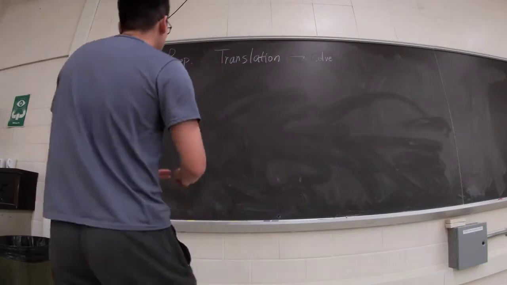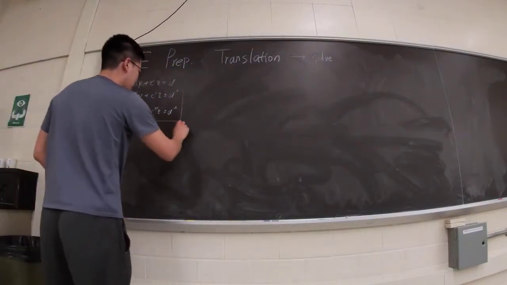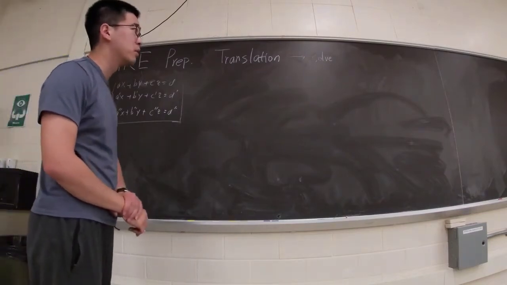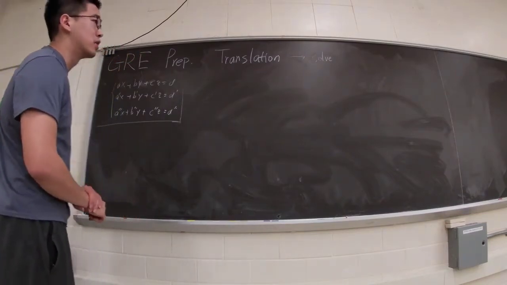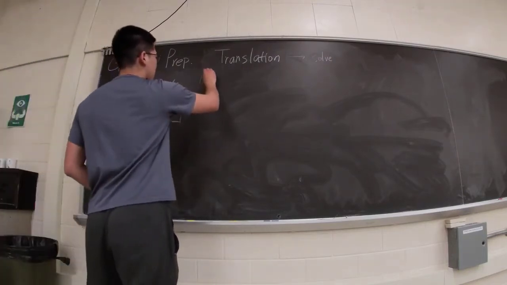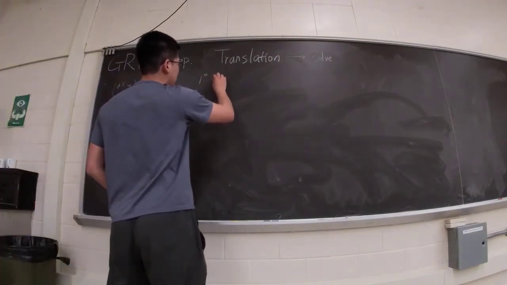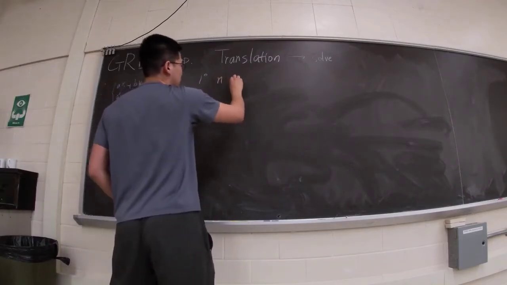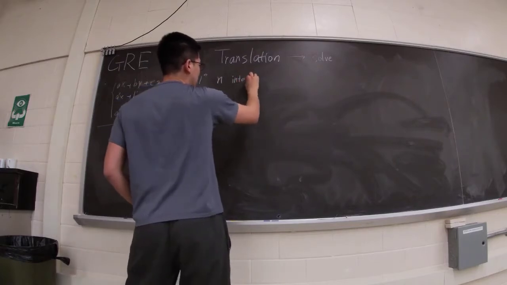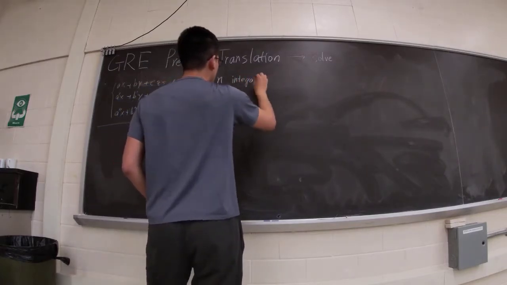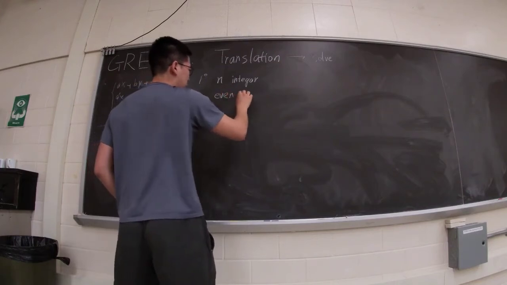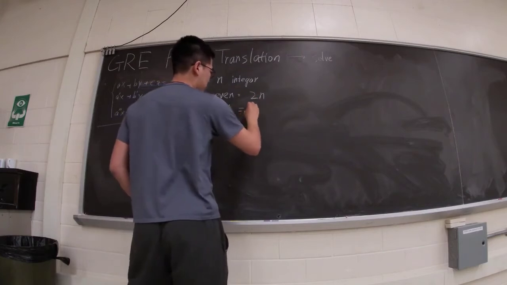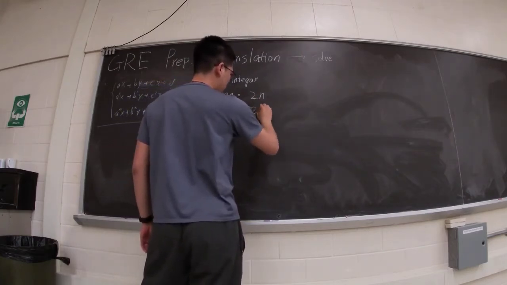So if you find it quite hard to translate the question from English to mathematical language, here are a few examples. First, they ask about even or odd. You just make n an integer. So even means 2n, odd means 2n plus 1.